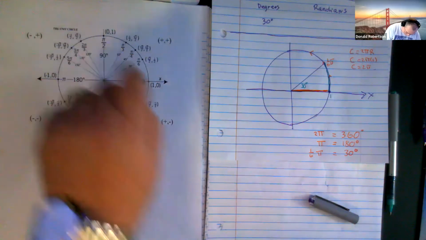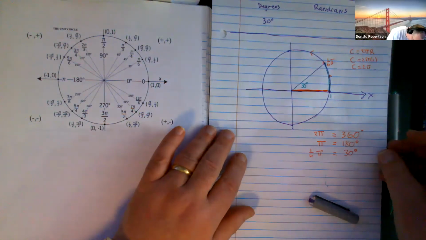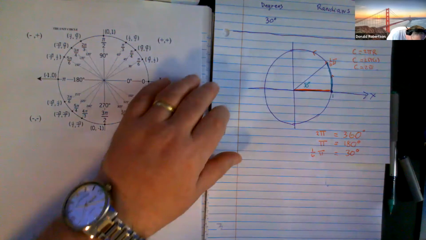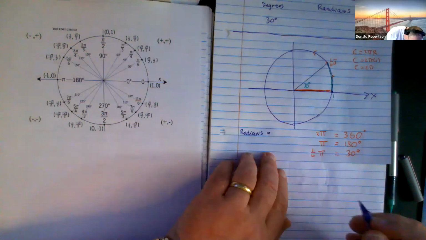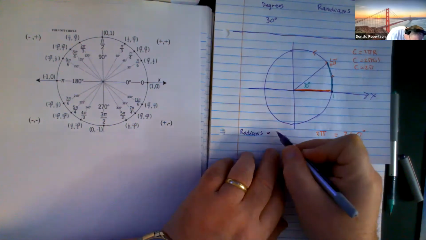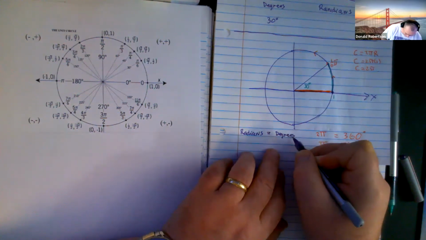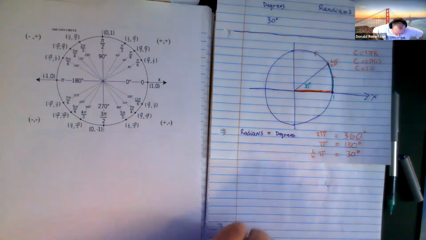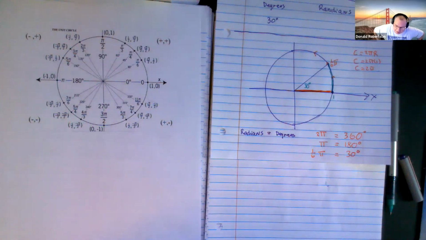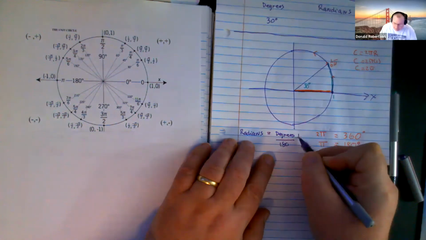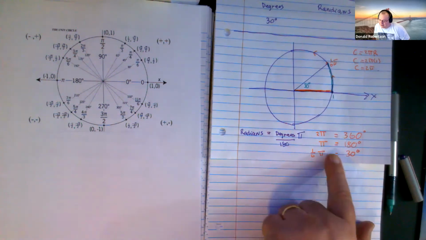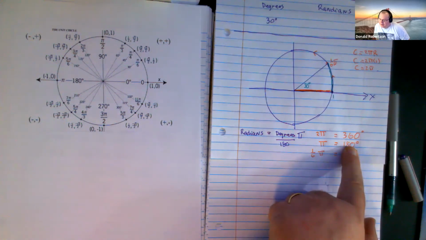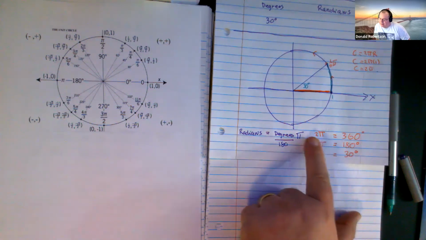So I said there's a formula for it. Let me write it down. If you want to know what the radians are, you take the answer in degrees and divide it by 180. Stick a pi in there. Can you see where this is coming from? And you know there's going to be a pi.